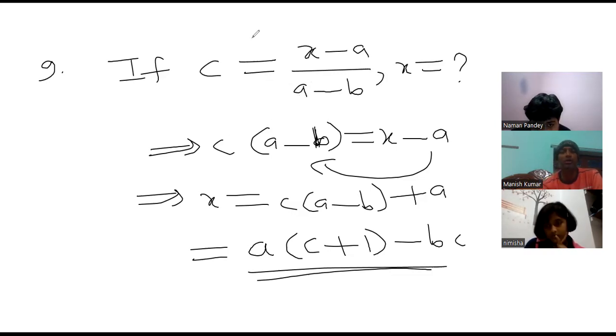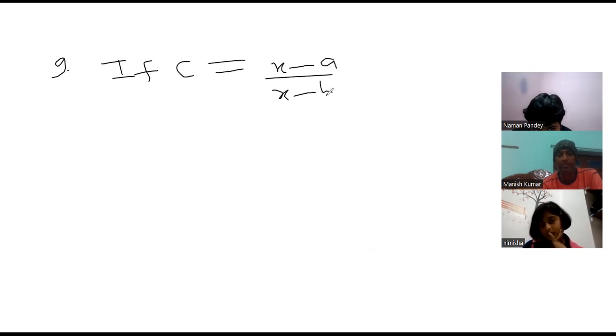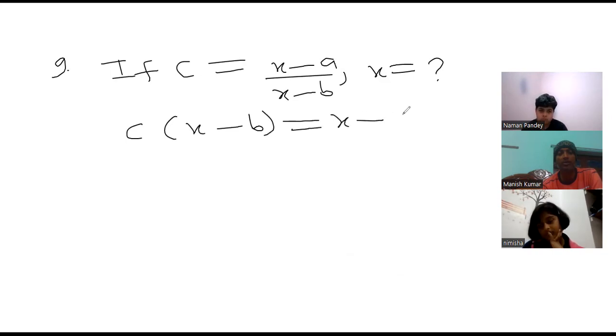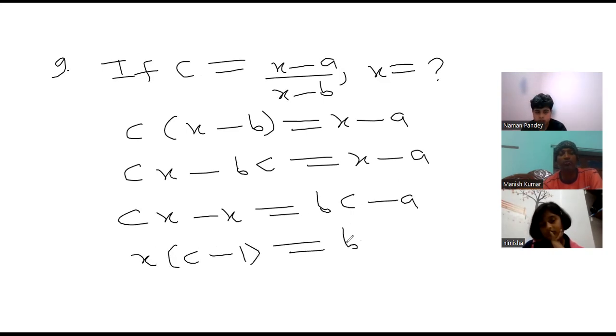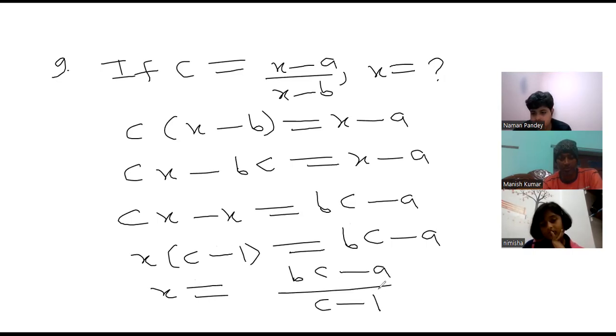Okay. Here, the question should be: if c equal to x minus a by x minus b, then you have to find out x. Then only I think this answer will come. Let us try it. c into x minus b will be equal to x minus a, or we can write cx minus bc equal to x minus a, or cx minus x is equal to bc minus a, or x into c minus 1 equal to bc minus a, or x is equal to bc minus a divided by c minus 1. Is this the option?